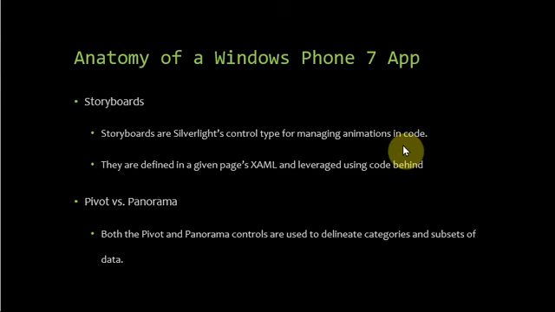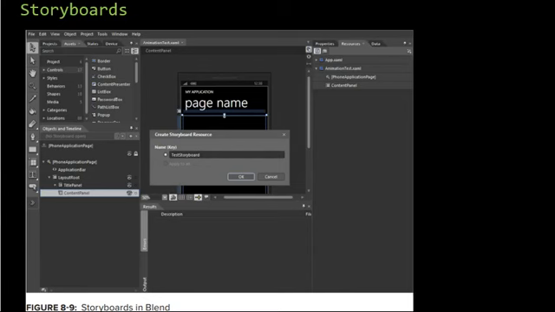Since the storyboards are held in XAML, which is XML, we can either edit them manually or use Expression Blend. This is Expression Blend, that is a what-you-see-is-what-you-get editor. So either you can edit them manually or you can go in for this Expression Blend, which is a what-you-see-is-what-you-get editor.